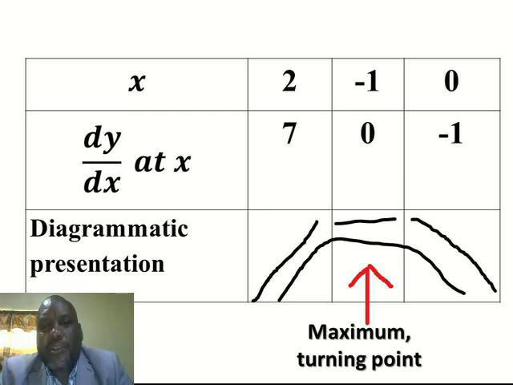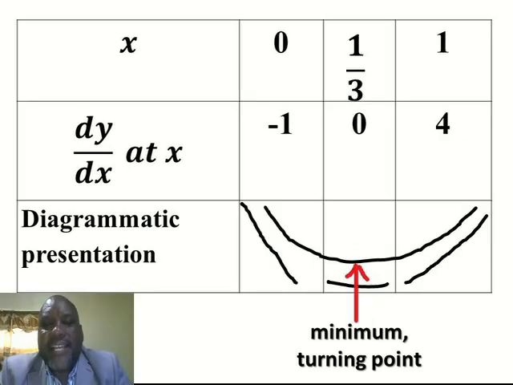When x equals negative 1, which is one of the turning points, we look to the left and to the right. At x equals 2 the dy/dx is 7, at x equals negative 1 it is 0, and at x equals 0 it is negative 1. When you do the diagrammatic presentation of the curve, you'll find that the curve will rise, become constant, then fall. So this one is a maximum point.